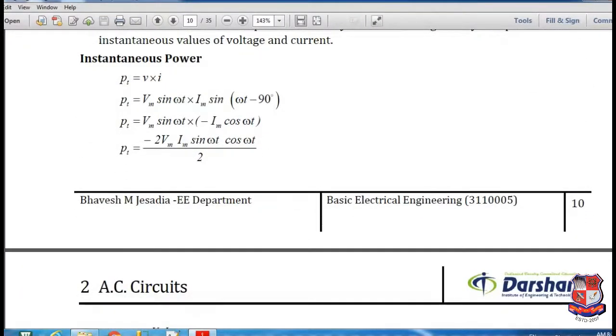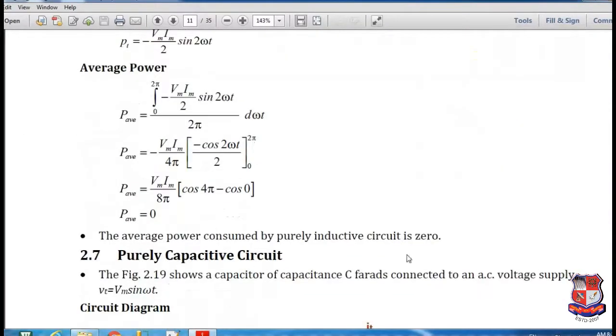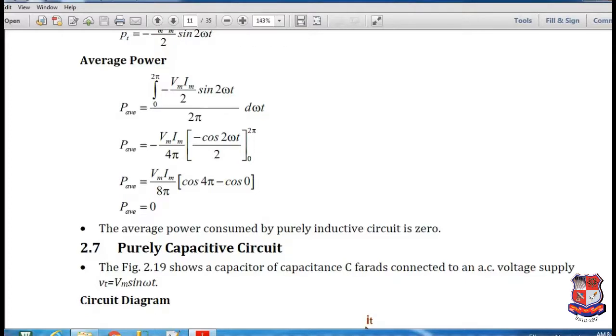Now we are going for the instantaneous power. Instantaneous power is given by V into I. Again, try to put the values of V and I over here. Now solve the equation, and we get the average value of the power equal to 0. So at the end we can conclude that the average power consumed by a purely inductive circuit is equal to 0. So that's the finishing of the purely inductive circuit.